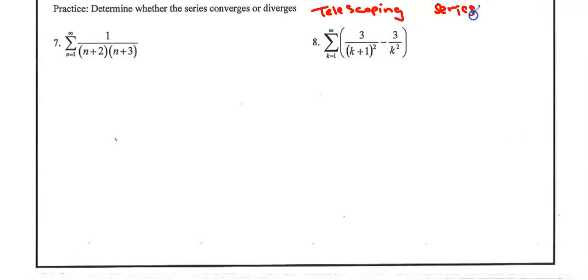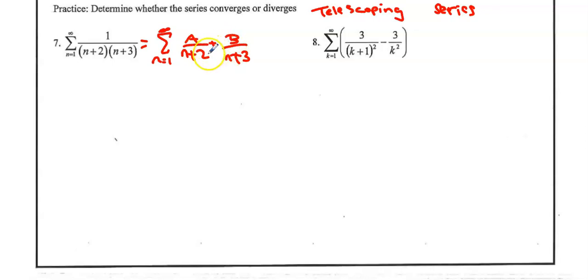But there are times where it's not always going to be in the form of a fraction minus a fraction. We're given this function, 1 over n plus 2 times n plus 3. One of the things we learned in BC Calculus is partial decomposition. So we can say the series is equal to a over n plus 2 plus b over n plus 3.